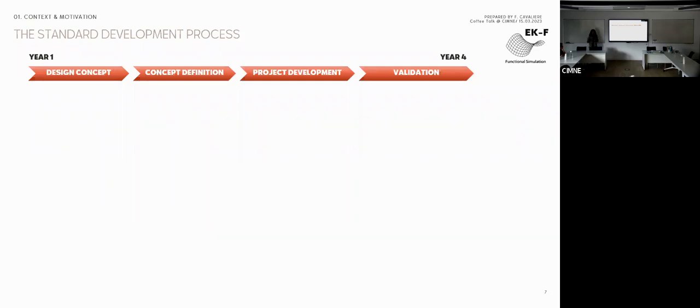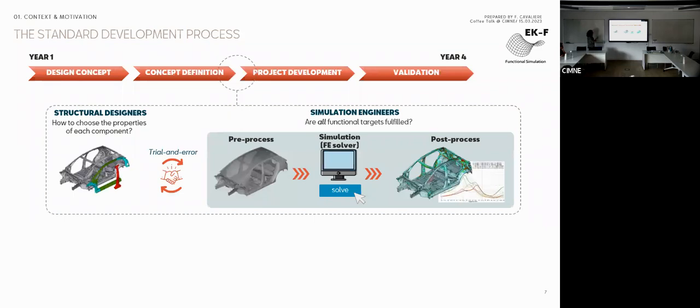Every car that we see in the street, it's usually a result of a long project. It usually takes up to 4 years, 3-4 years, depending on the car, where different phases are, of course, developed. And there's a point in between the design concept, the concept definition, and the real start of the project development where we want to improve a little bit the way we do it. So how do we do it nowadays?